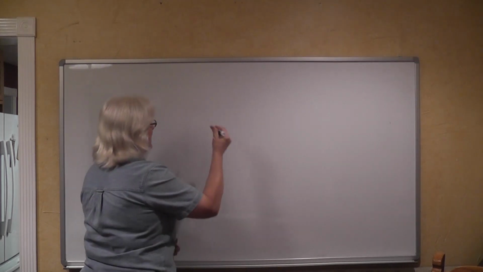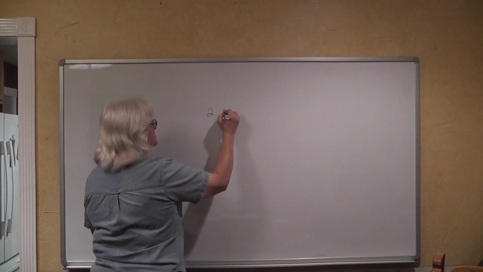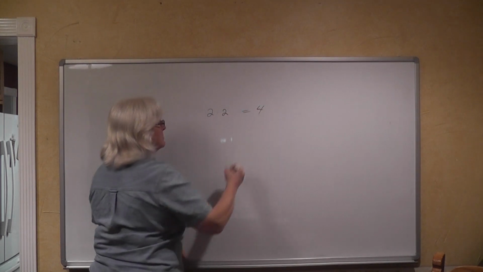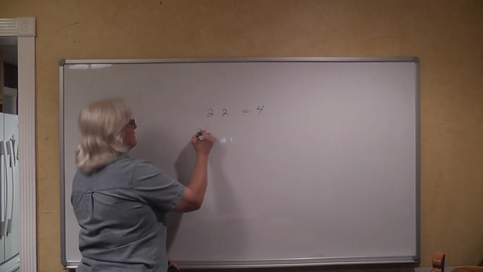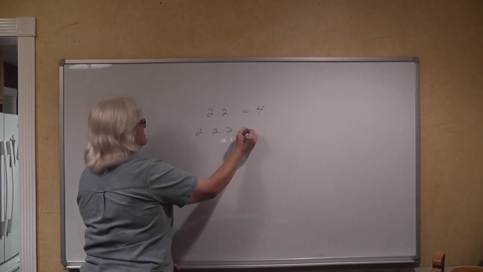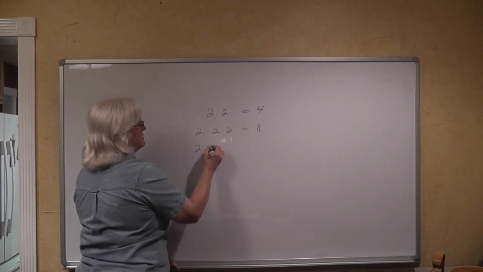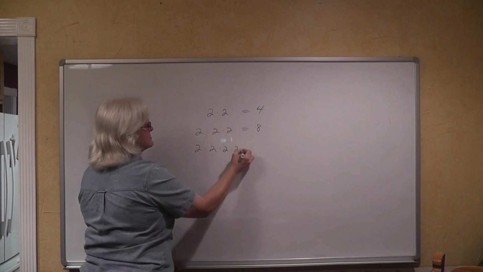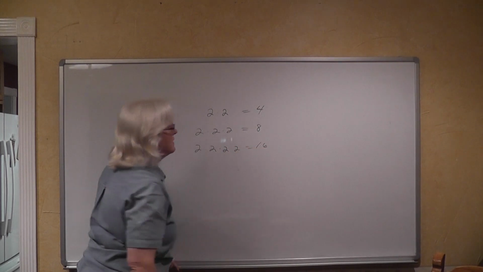And let's say that we have 2 times 2. Everybody knows that 2 times 2 is 4. 2 times 2 times 2 is 8. 2 times 2 is 4 times 2 is 8 times 2 is 16.